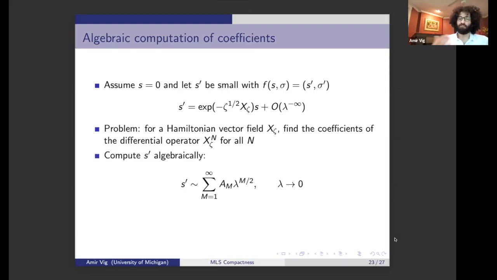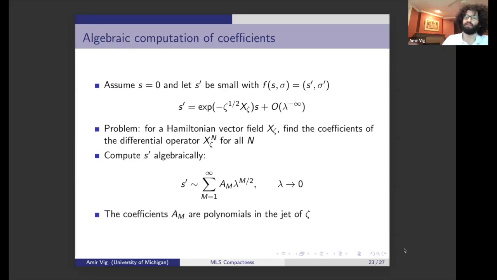So we can use this to compute S prime, the subsequent point of intersection with the boundary, algebraically. And these a_m come from taking high powers of this Hamiltonian vector field, and so they contain polynomials in the jet of the interpolating Hamiltonian. I mean, if you have f of x d/dx and you expand it to the power n, of course, the coefficients of that differential operator are going to be polynomials in the derivatives of f, right? And it's the same thing here, except you have two variables instead of one. Okay, so we expand that, compute it, and save it for later.